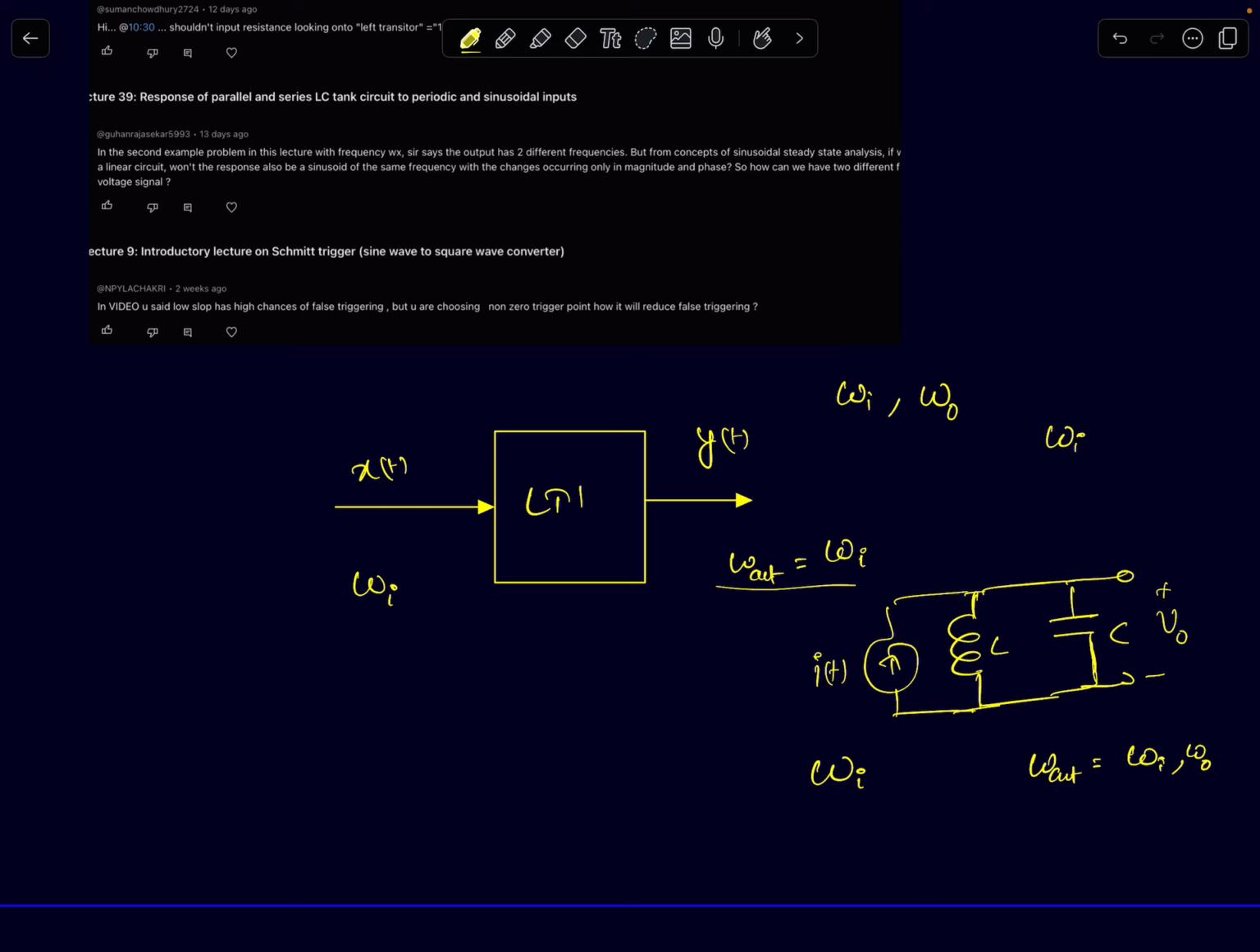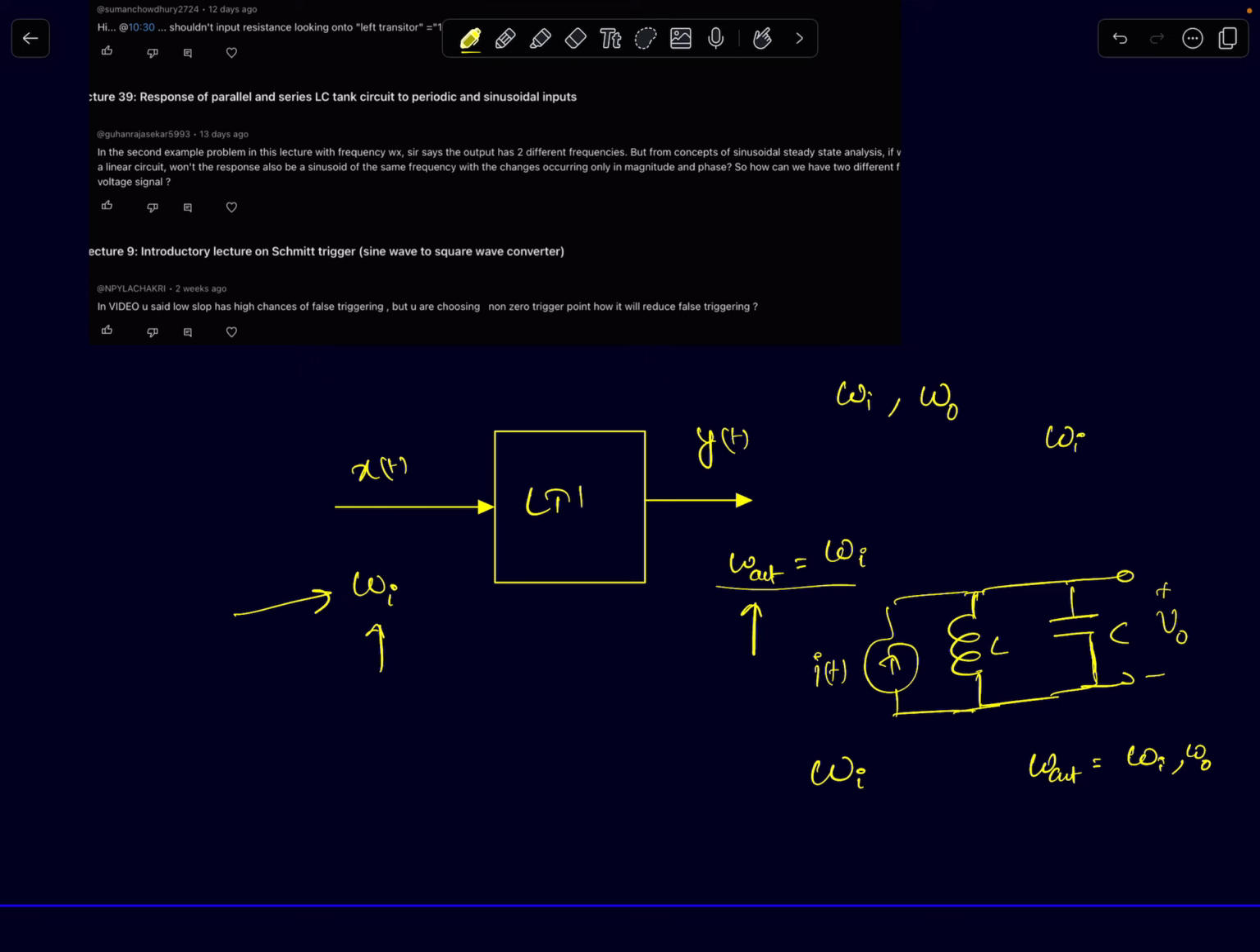Okay. So the first question is this. We have discussed that for an LTI system, if you feed a sinusoid of frequency omega I, then the output should contain the same frequency. The output of this LTI system cannot contain any frequency other than omega I. So that's what we have discussed, and this comes from the basic definition of LTI systems.